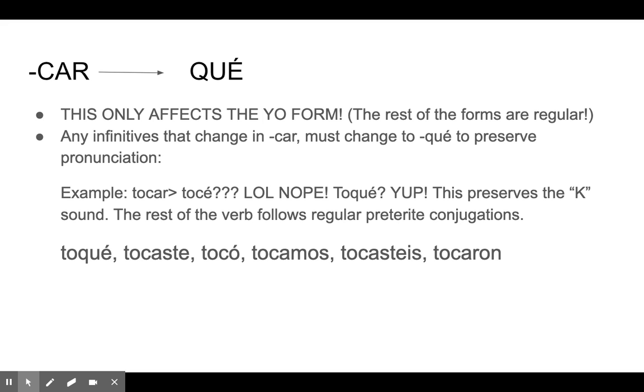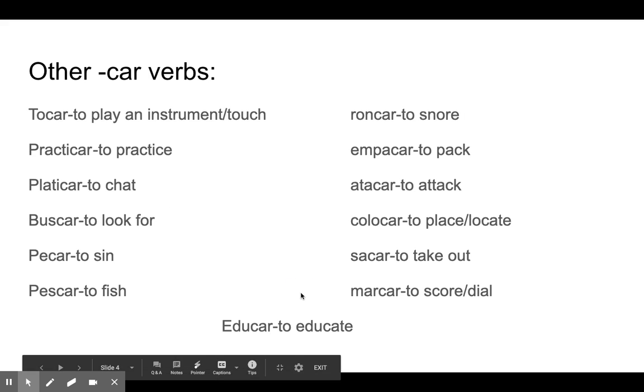So for example, if you go about your conjugation of é, aste, ó, amos, astes, aron, with tocar, you eliminate your AR ending, and you're left with toce. Because e is a weak vowel, when combined with the C, it sounds like an S. So that's not it. You need to change it to toque in order to preserve the k sound that is in the original infinitive tocar. The rest is normal for preterite conjugations: toqué, tocaste, tocó, tocamos, tocastes, tocaron.